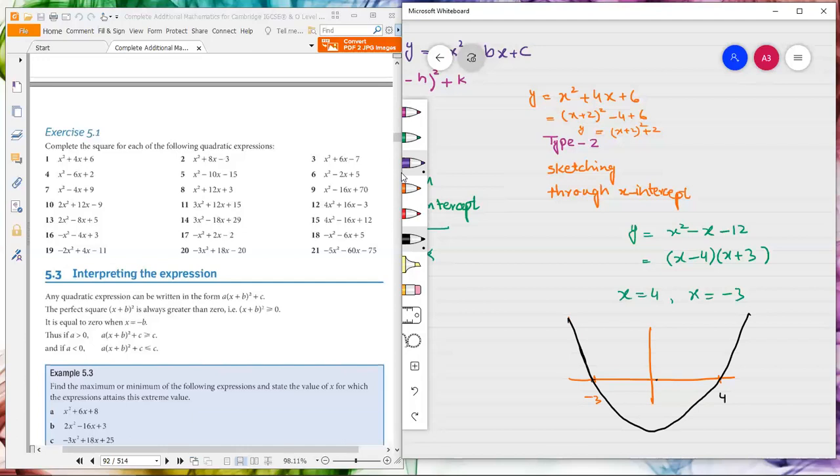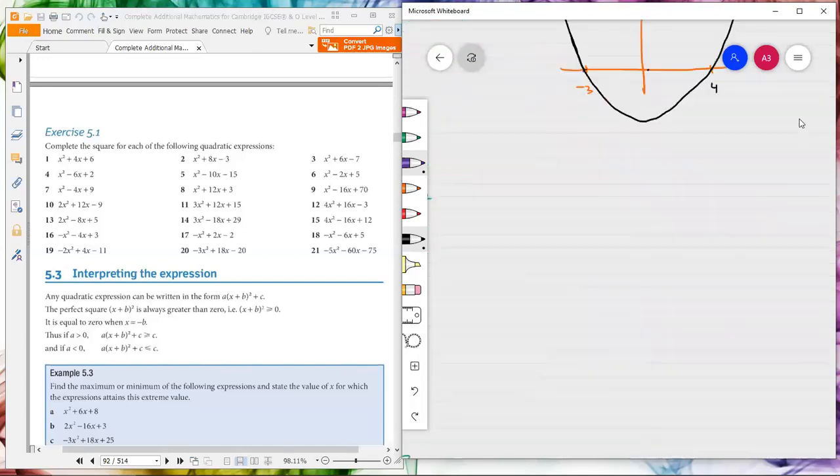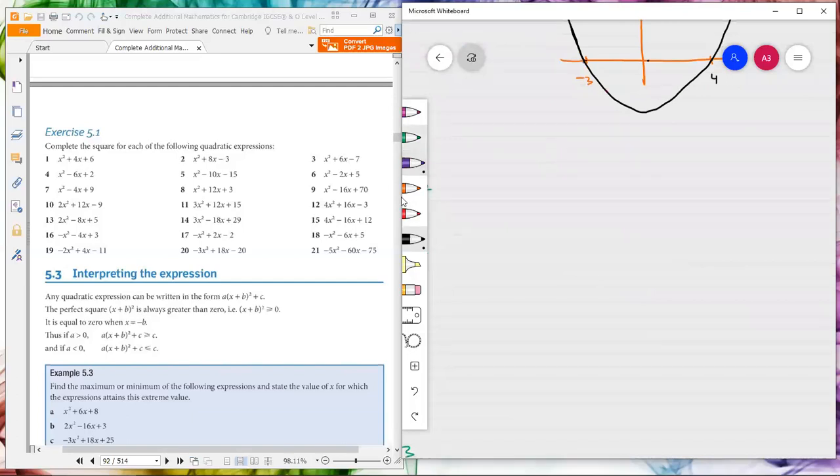So in this way, you can sketch the graph of x square minus x minus 12 by using the x-intercept. So there are two ways, I said: by using the vertex and y-intercept, and the other way is by using the x-intercept. Let's take one more example, like we have y is equal to x square minus x minus 6.